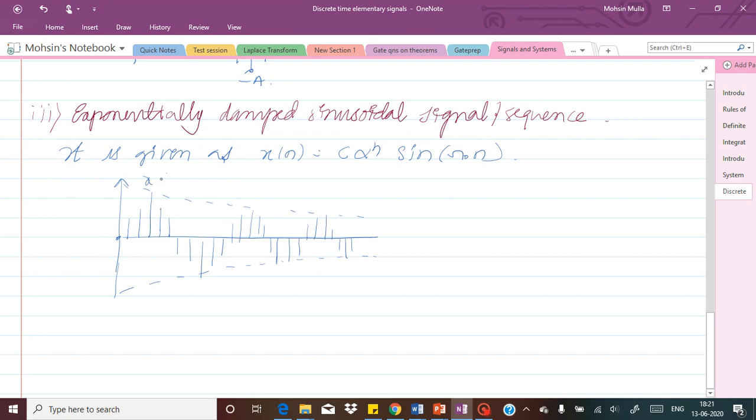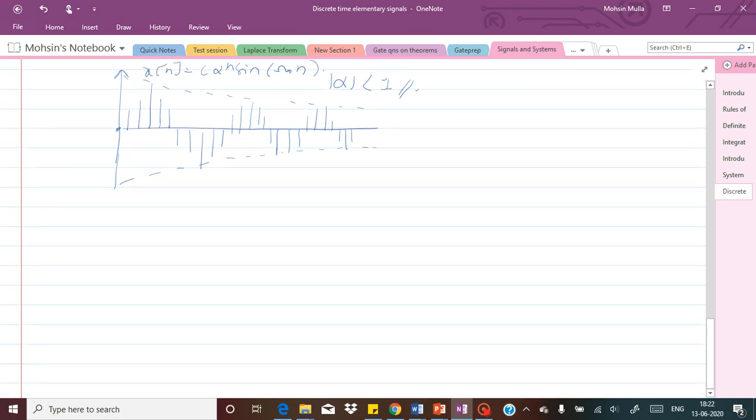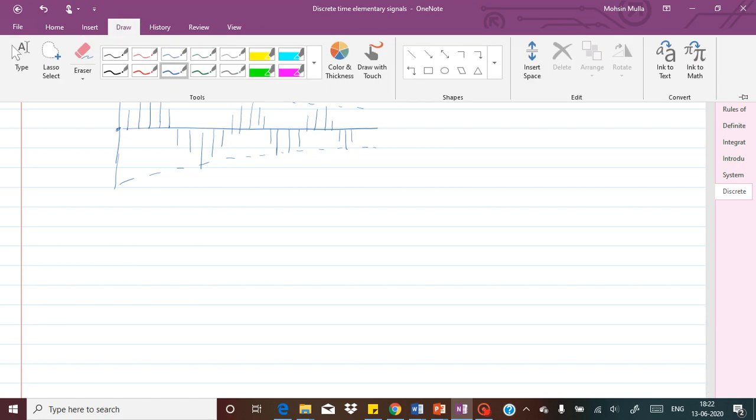So this signal x of n will be written as c into alpha raised to n times sine of omega naught n. It is damped when the magnitude of alpha is less than 1. So this is the condition required for obtaining this type of exponentially damped sinusoidal signal. Okay, so the next, the fourth one, is the unit step function or unit step signal.